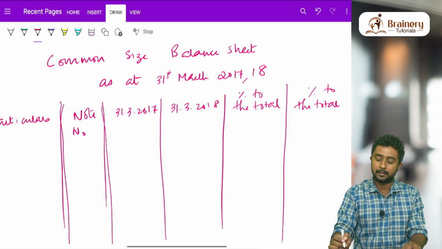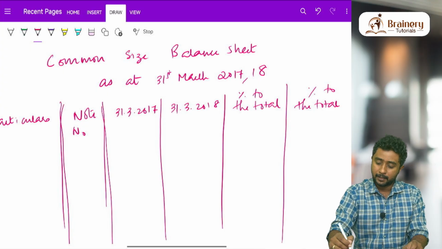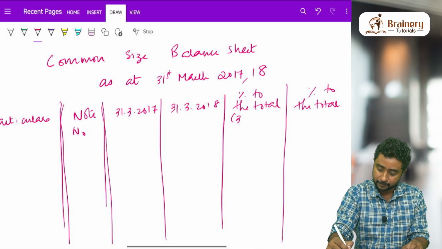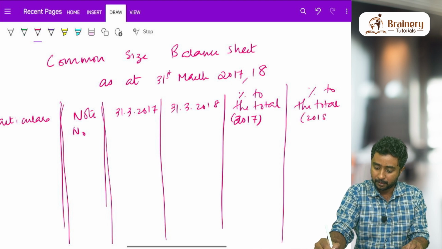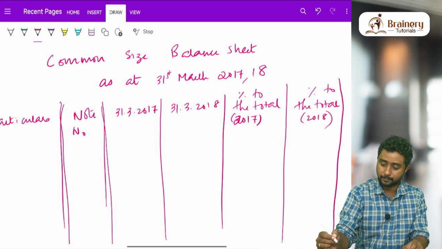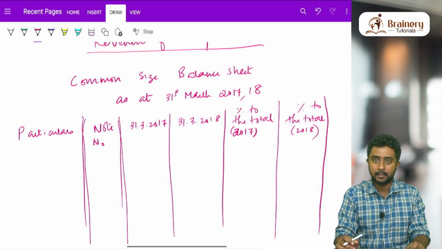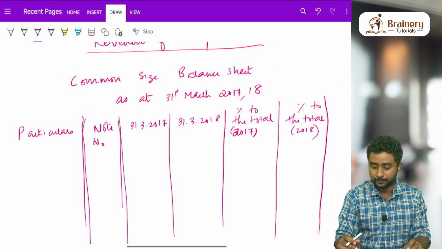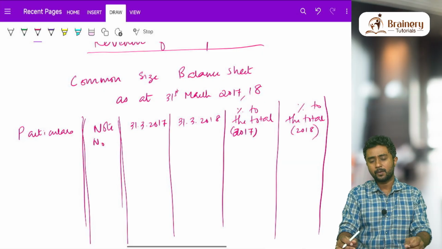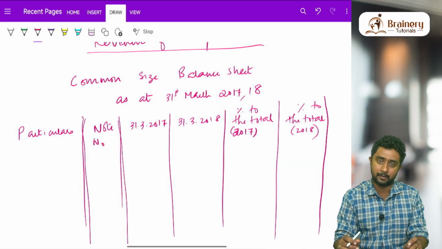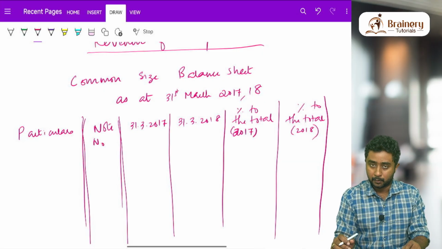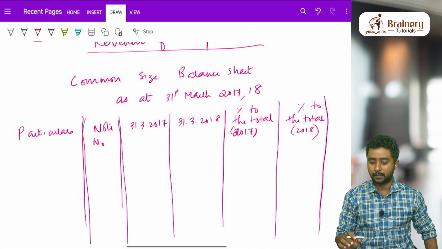I'm adding like this, percentage to the total, in brackets I am writing 2017, percentage to the total 2018. You can write 31/3/2017 also, and 31/3/2018 also. I'm just writing like this, percentage to the total.